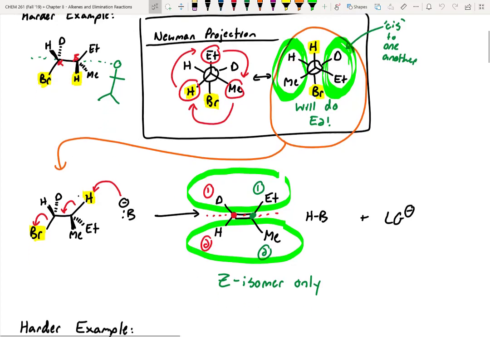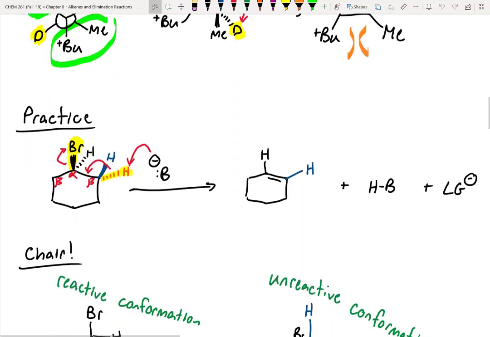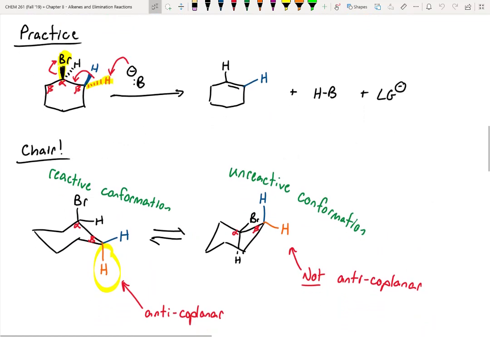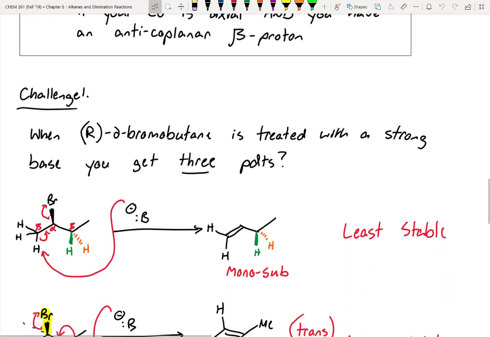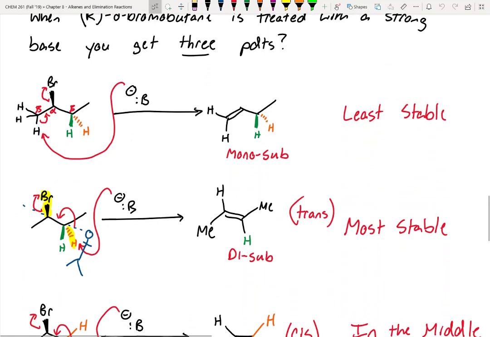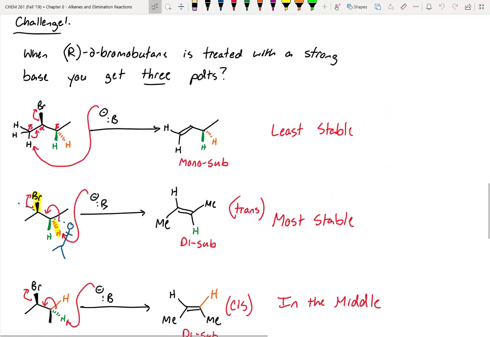We looked at a few examples involving cyclohexanes where we said that the leaving group, if it's a wedge, means that your beta proton must be a dash. In addition to that, down here we said with chair conformations, it's important to remember that your leaving group must be axial because that's the only conformation that allows for an anticoplanar beta proton. So if there is a question asking about conformations, you may need to draw out the chair structures for each of the cyclohexane conformations.